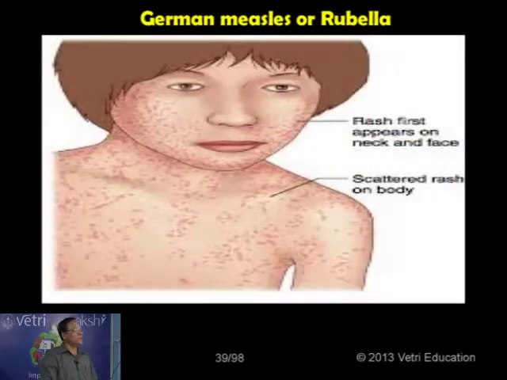Now here is a symptom. Normally, in the case of either measles or German measles, the rashes first appear on the face and the neck, followed by spreading of the rashes onto the chest and then onto the abdomen. So, the rash first appears on the neck and face, followed by spreading or scattering of the rashes to the rest of the body. This is what we see in the case of German measles or rubella. The rash is somewhat larger than in rubeola.